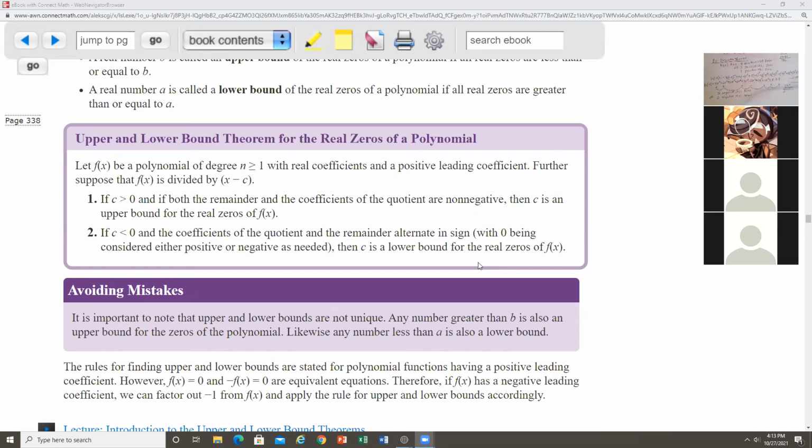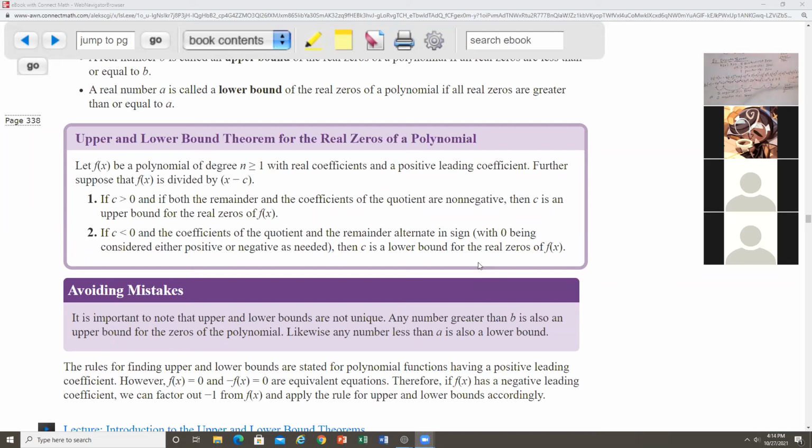Number 2, if that number c is negative, meaning less than 0, and the coefficients of the quotient and the remainder alternate in sign, with 0 being considered either positive or negative as needed. There you go. I was confusing that with Descartes' rule of signs, which does not allow us to do this. But with the lower bound, if you have a placeholder in the form of 0, you can count that zero either as a positive or a negative, whatever the case may be, to maximize the number of alternating terms in the quotient.